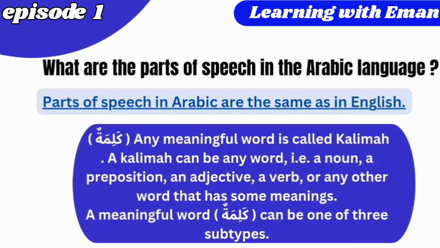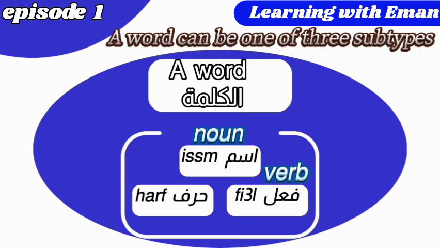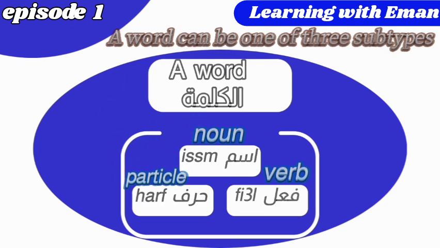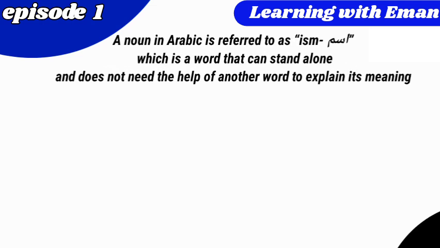A kalima can be any word, like a noun, a preposition, an adjective, a verb, or any other word that has some meaning. A meaningful word, kalima, can be one of three subtypes: اسم, which is a noun, فعل, which is a verb, حرف, which is a particle. First, a noun in Arabic is referred to as اسم, which is a word that can stand alone and does not need the help of another word to explain its meaning.